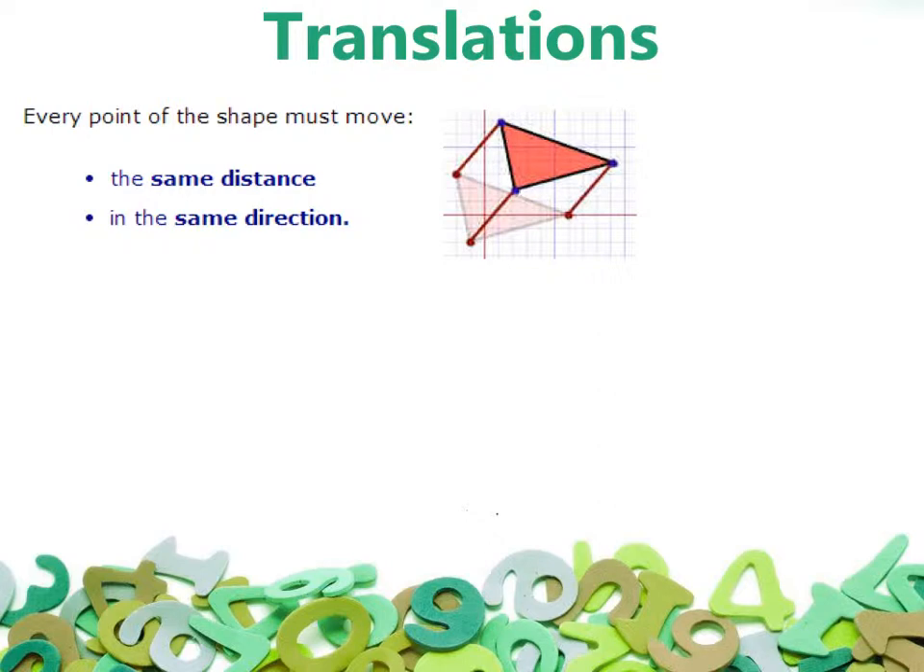Here's an example of a translation. In this case, the original is the faded one in the background. And the translation is where every point is moved the same distance. Same distance, same distance, same distance. So A becomes A prime. B becomes B prime. And C becomes C prime.